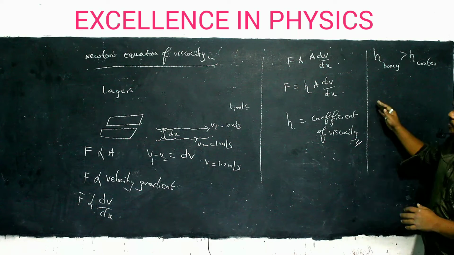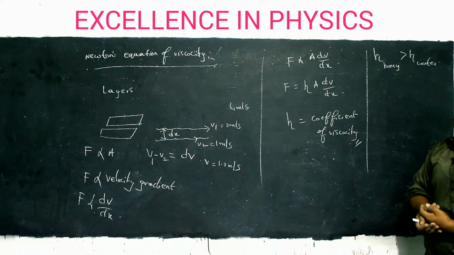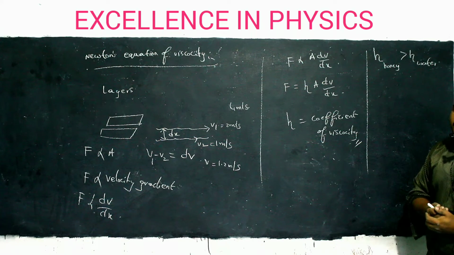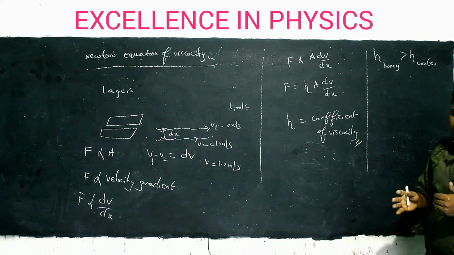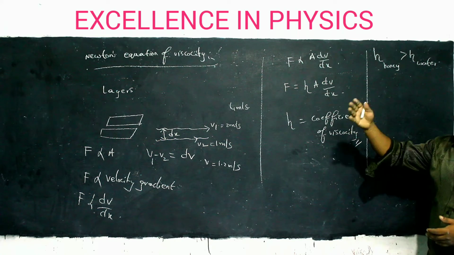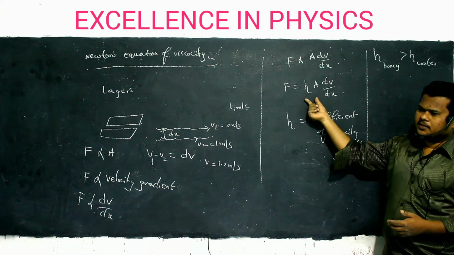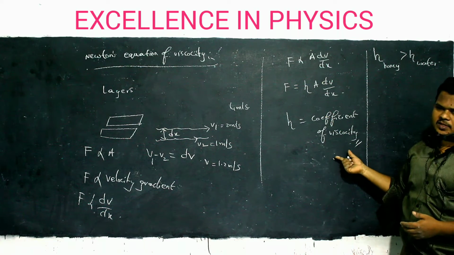Clear, ma? So if I flow both of them, which one will stop easily? Honey will stop easily, because very strong forces are acting, no? Just after traveling some distance, it will stop. But water will travel a greater distance. Are you able to understand, ma? So this nature is defined by the coefficient of viscosity. Are you able to understand?